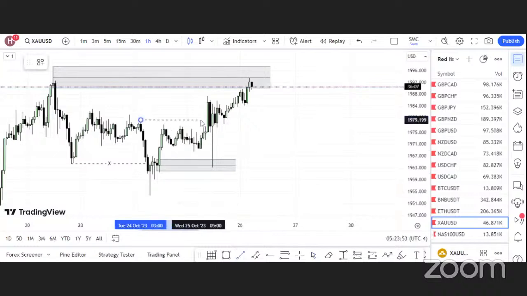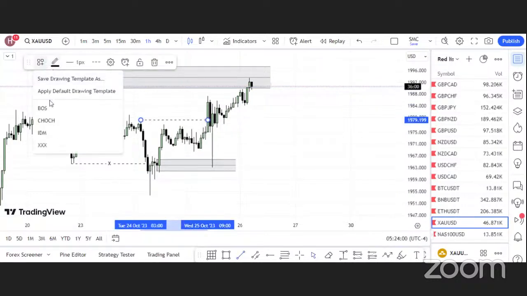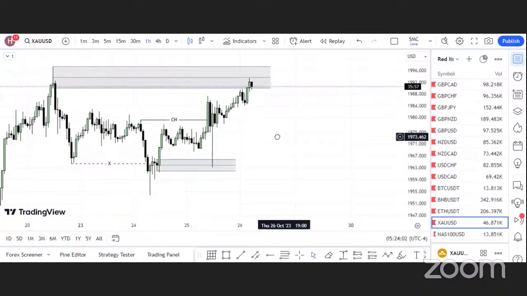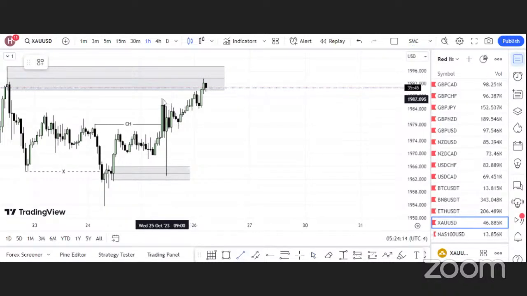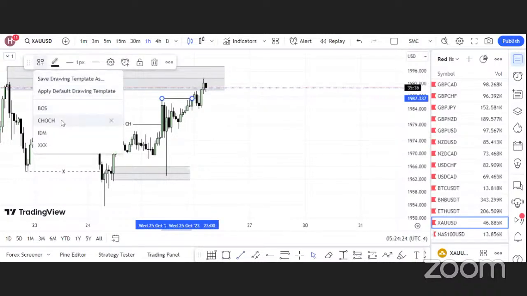Okay. So this is our change of character here. Yes, change of character. So all we need to do now is wait for another change of character to get filled, and then we can take a buy entry. This is the 1 hour time frame. So I'll just wait for the market around this area, because I don't think the gold market is coming down soon. So I think it's going to continue to go up.